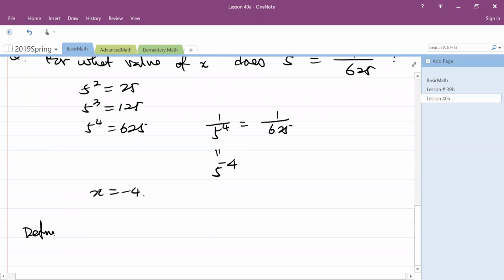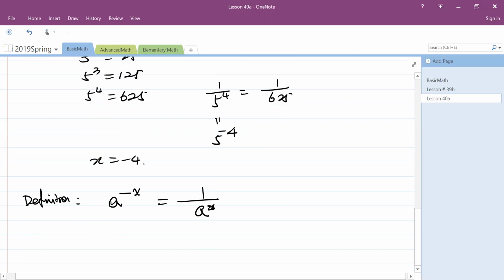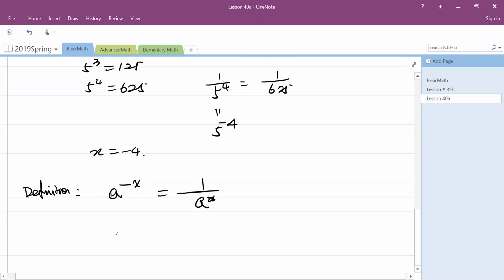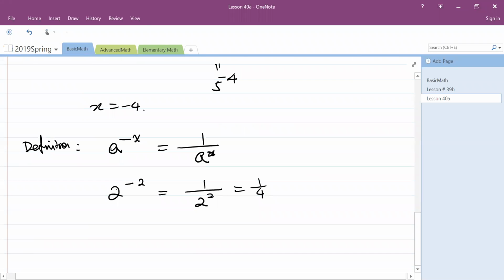We use the definition. The definition here is any number to the negative power, that's called x, is actually 1 over a to the x. That's the definition, okay? X is a positive number. So 2 to the negative 2 literally means 1 over 2 squared, which is 1 over 4. Got it? That's just a notation. If it's a negative power, you can put it in the denominator, change it to the positive power, then you evaluate.